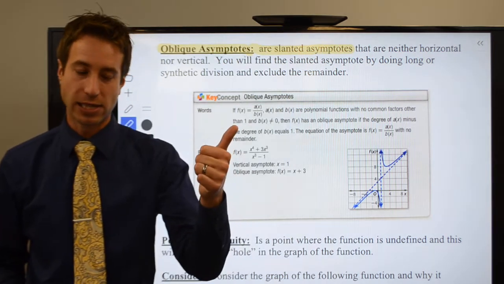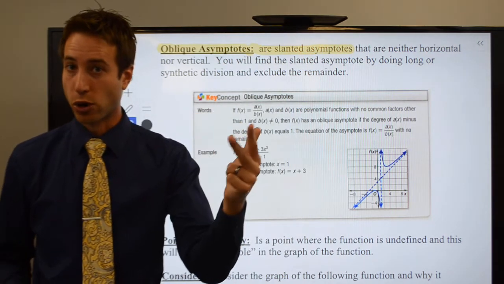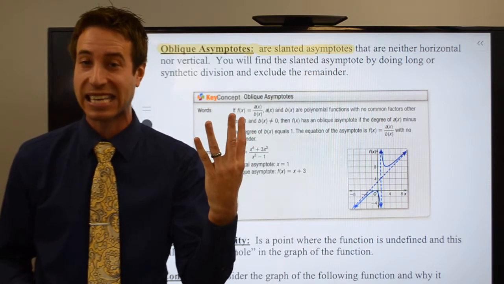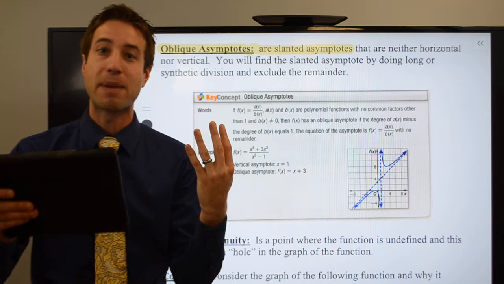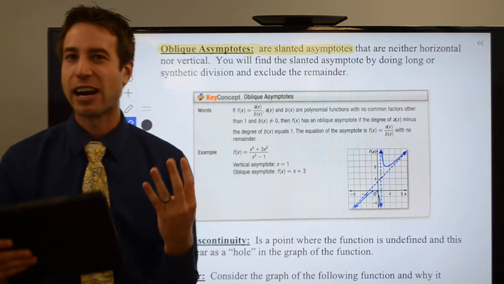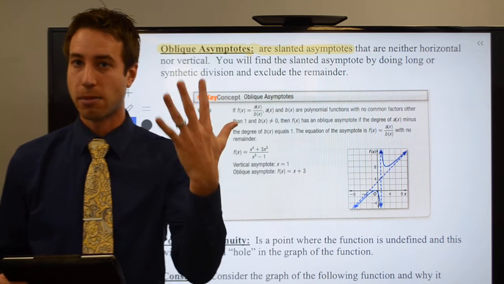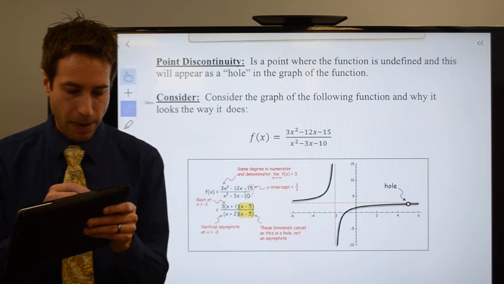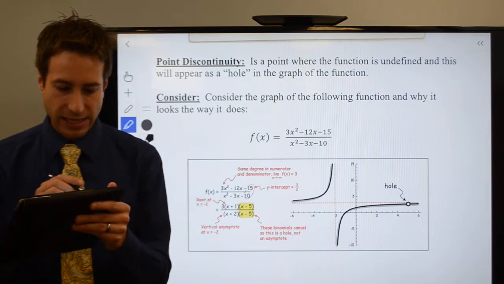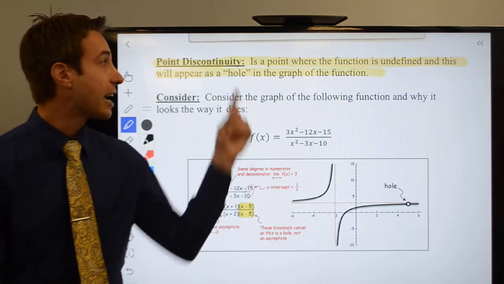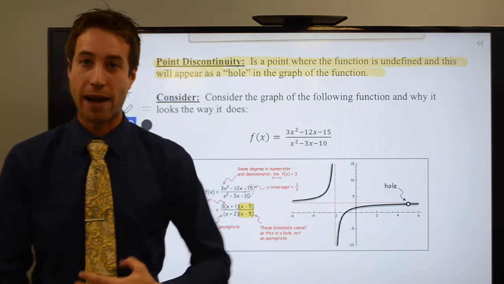So we have x-intercepts, vertical asymptotes, horizontal asymptotes. If there's no horizontal asymptote, it'll be a slanted asymptote, and you can find that by doing long or synthetic division. And then the last little characteristic that you might come across, number 5, is point discontinuity. So let's talk about point discontinuity. Point discontinuity is a fancy way of saying there is a hole in the graph. There's a hole in the graph.